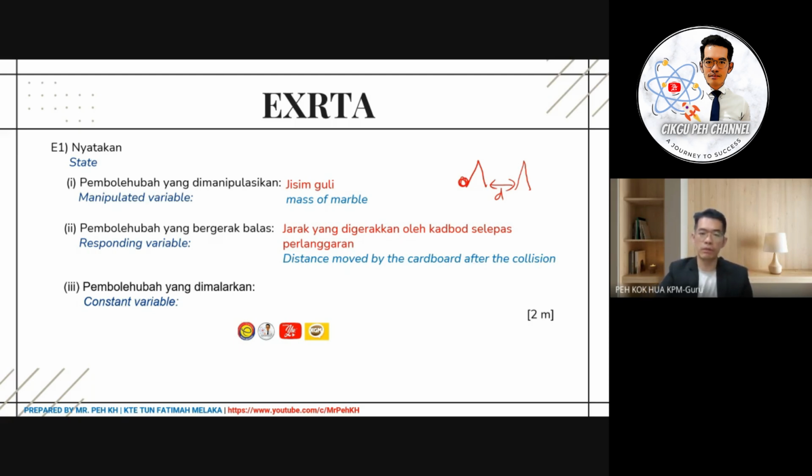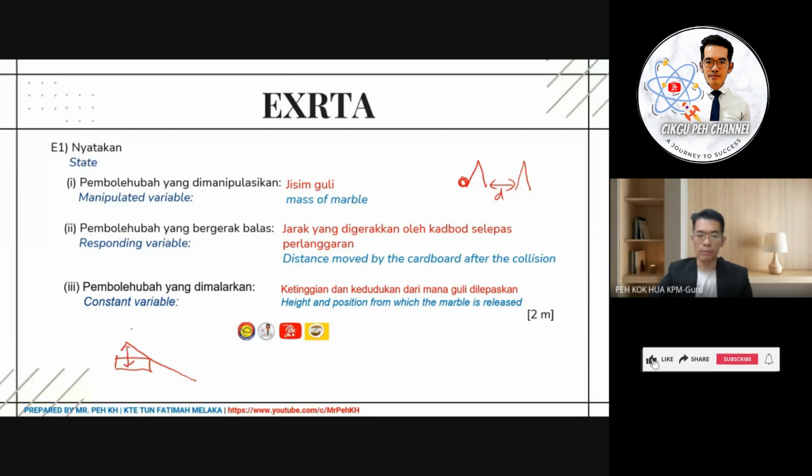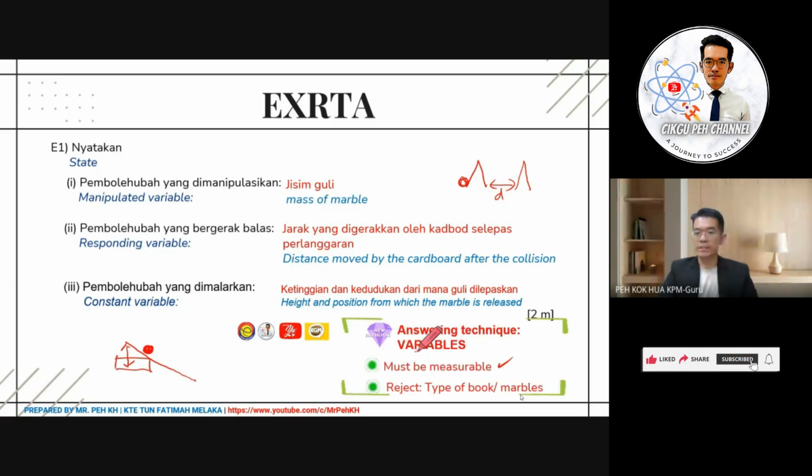Okay, so how about the constant variable? The suggested answer here will be the height and the position from which the marble is released. So just like how we are using the physics textbook, right? We have a ruler like this. So the height must always be the same. Then the position the marbles are released from must also be the same. Here is the answering technique for variables: you must give a variable which is measurable. So we reject any answer like type of book, type of marbles. The type of book and marble is not measurable, so it will be rejected as an answer for variables.